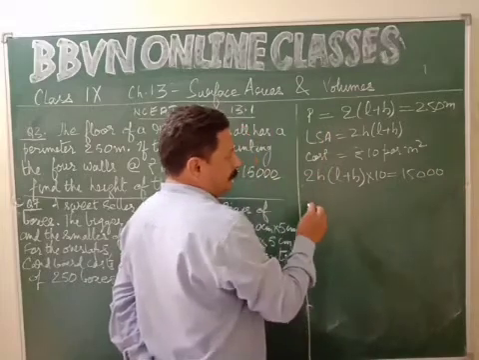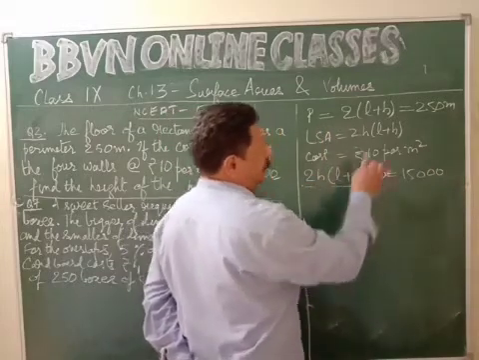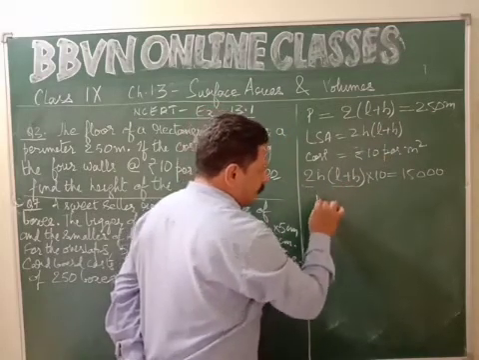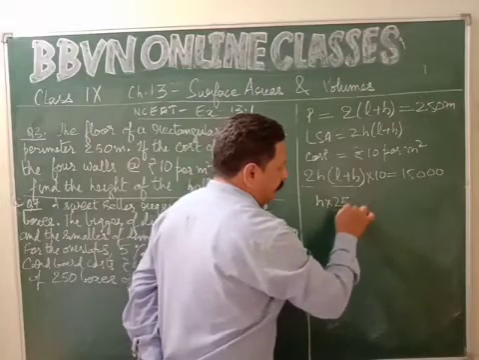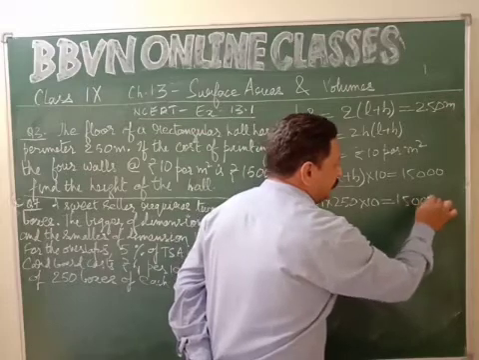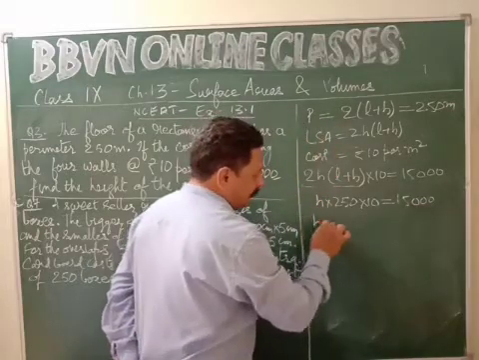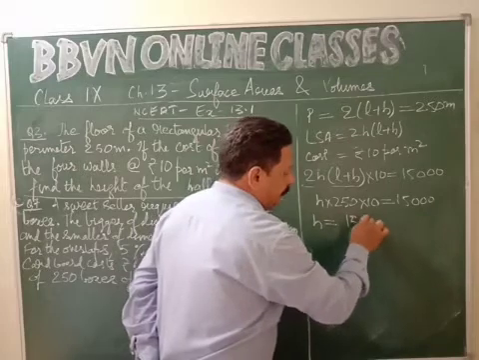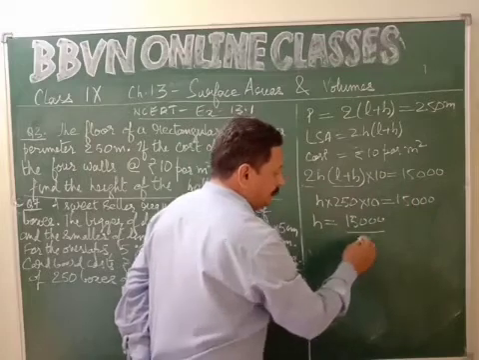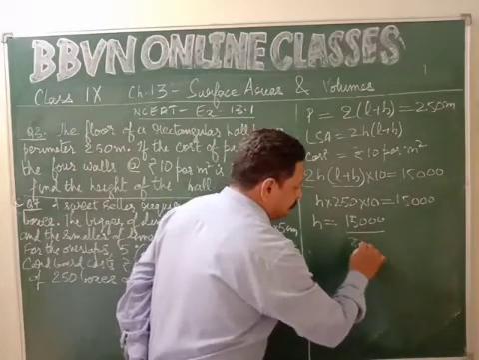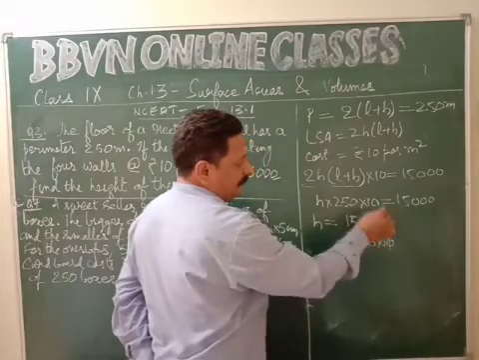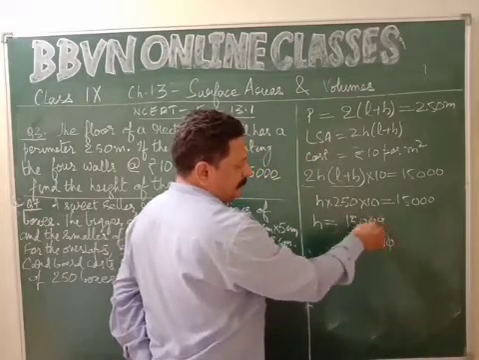Now we have certain values. 2 into (L plus B) is given as 250 meters. Substitute the value here. So h multiplied by 250 multiplied by 10 is equal to 15,000. We need h. h is equal to 15,000 divided by 250 into 10, as they go to the other side of the equality and come in the division side. This 0 cancels out with this 0, and this 0 cancels out with this 0.